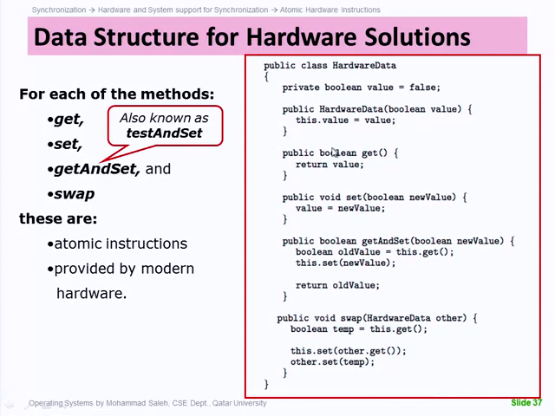Of course, each hardware has its own format of these instructions. So let's model the hardware that supports these instructions by a class in Java. Say that the class name is hardware. Hardware has atomic instructions, and these are get, set, get and set, and swap. It supports these as methods, which in hardware are instructions.